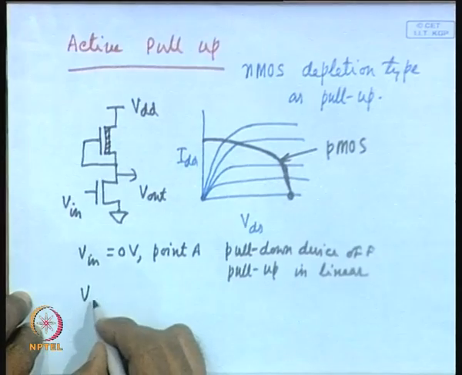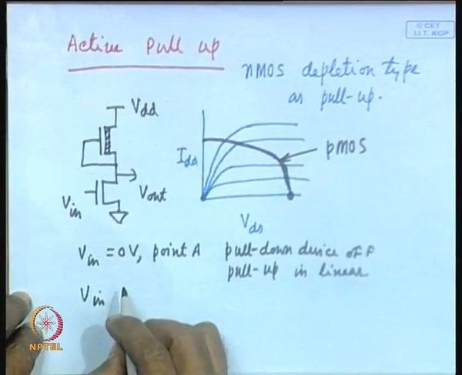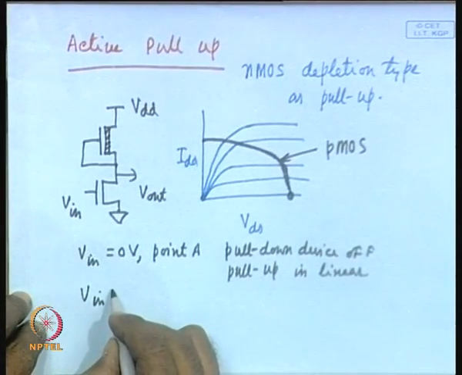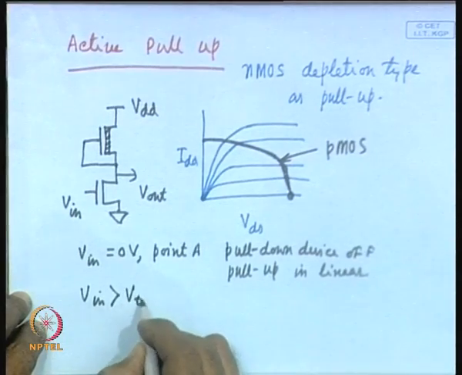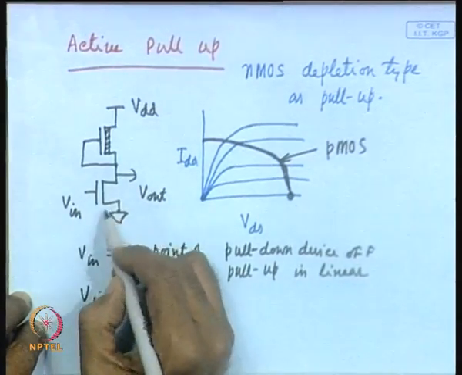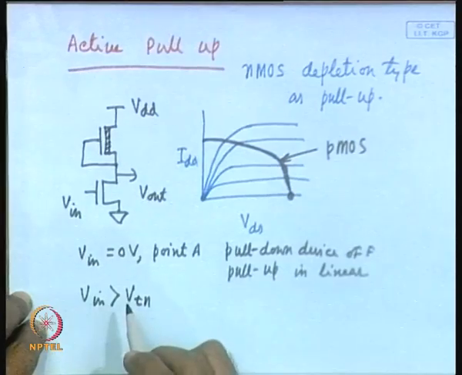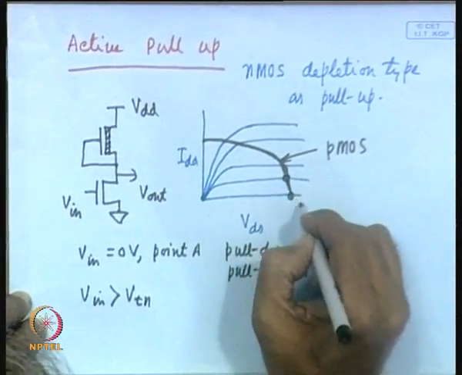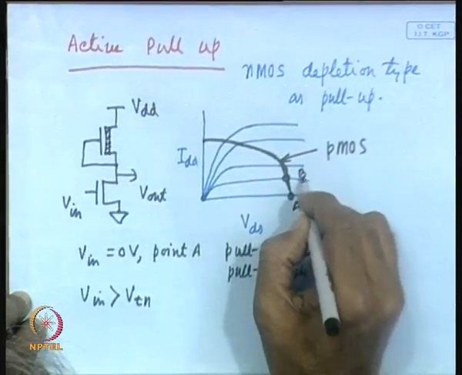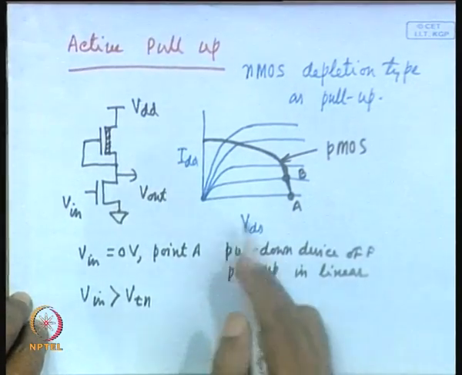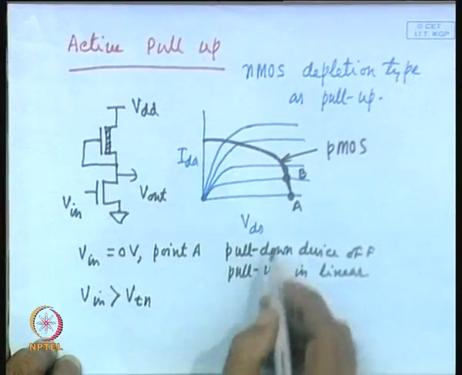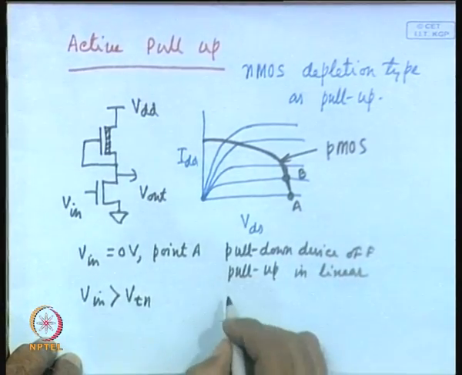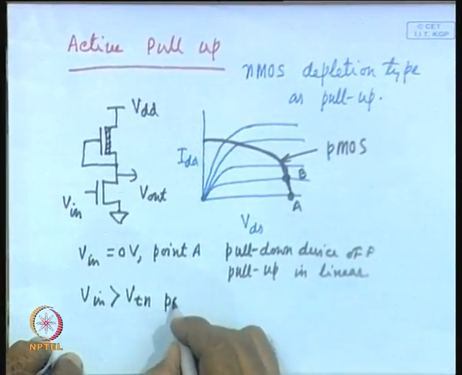When Vin is equal to or greater than VTn, the threshold voltage of the NMOS transistor, then what will happen? It will move to maybe this point, say this point B, this is A, this is B. So, in this particular case what will happen? What is the operation of these transistors at point B?